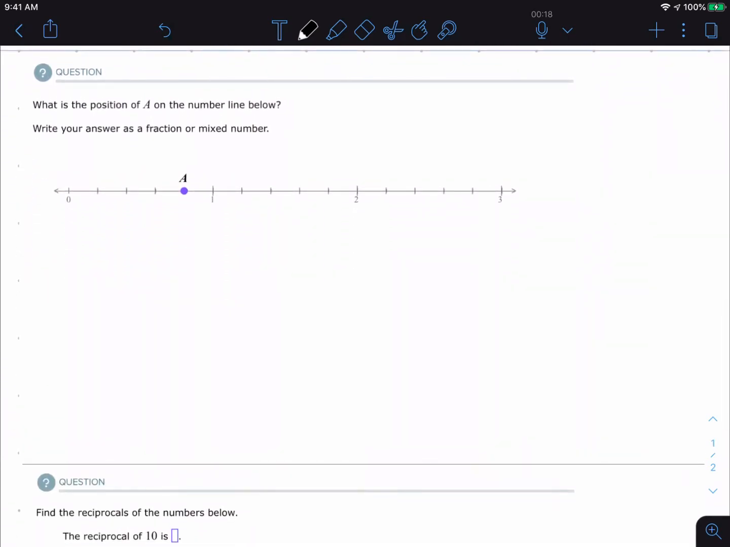And let's see if I can find the name of this one. So this topic's called fractional position on a number line.